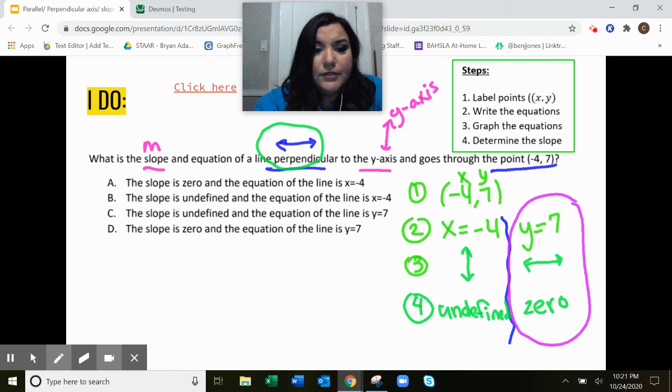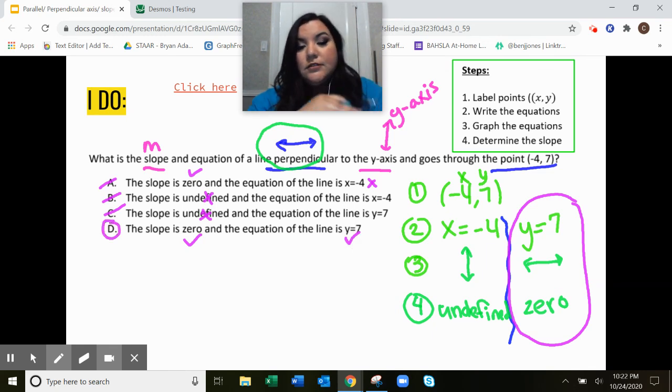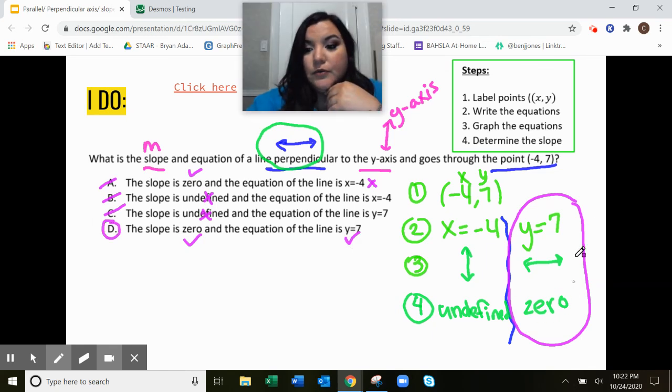So answer choice A says it has a slope of 0. That's correct. And the equation is x equals -4. And that's not correct. So therefore it's not A. It has a slope of undefined. Nope. Slope of undefined. Also no. Has a slope of 0 and has the equation of the line y equals 7. And so that matches what we circled over on this side.